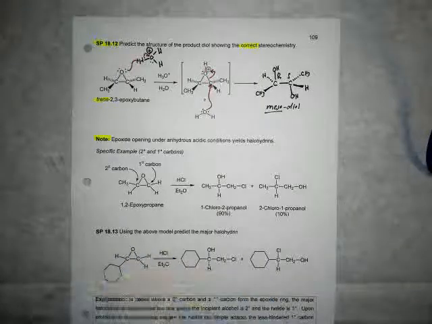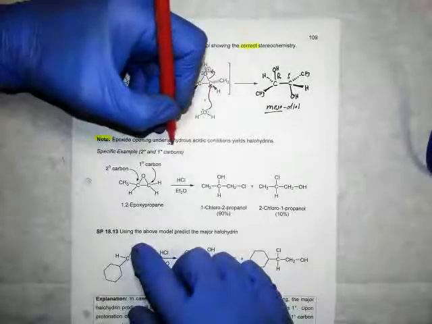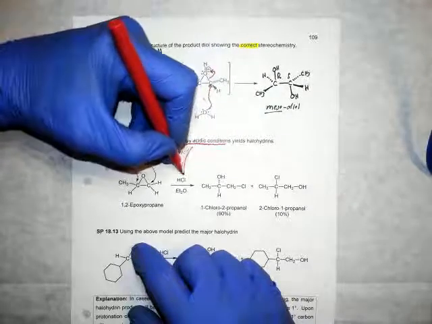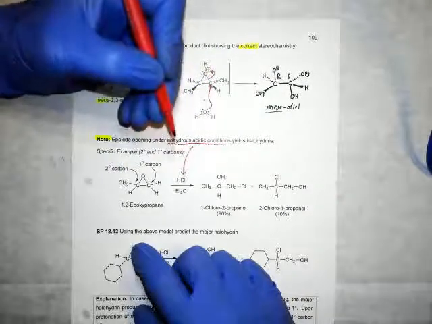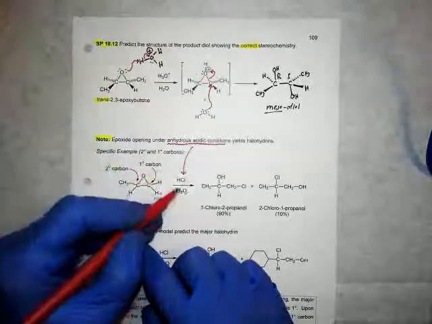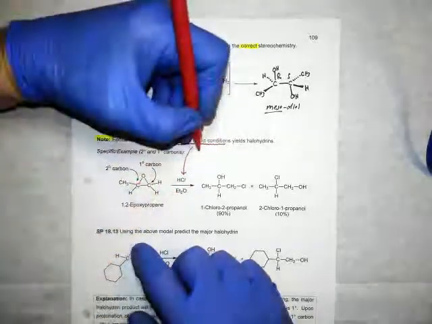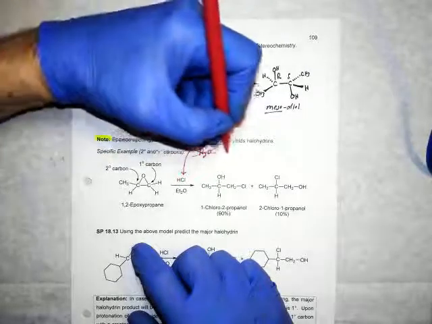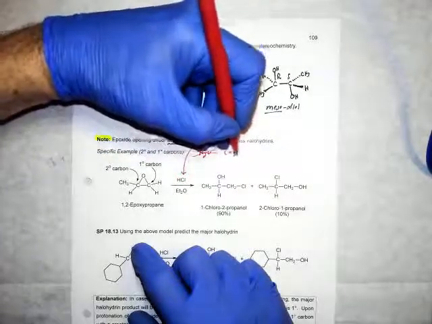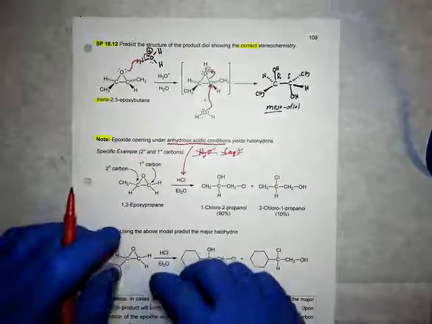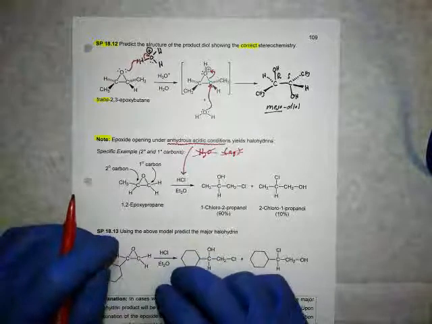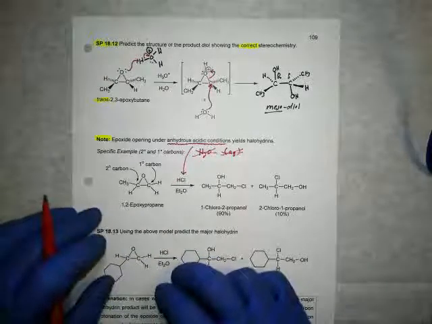So I think I made note of that. This is epoxide opening under what? Anhydrous acidic conditions. Okay? The reason you know it's anhydrous is because there's no mention of water. You don't see H2O written here. You don't see the symbol aq. So that guarantees that these conditions are anhydrous.